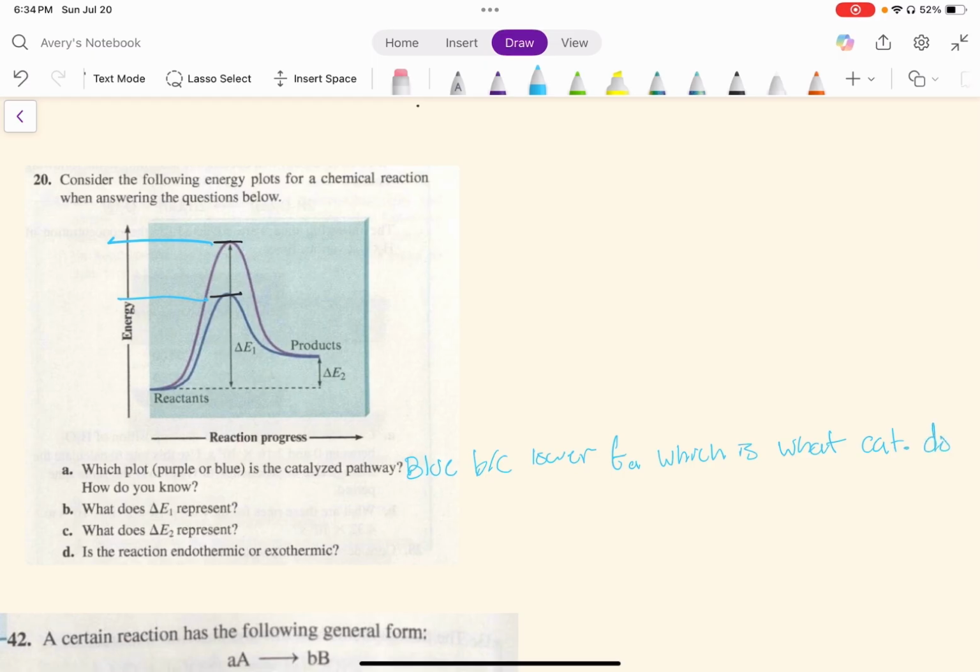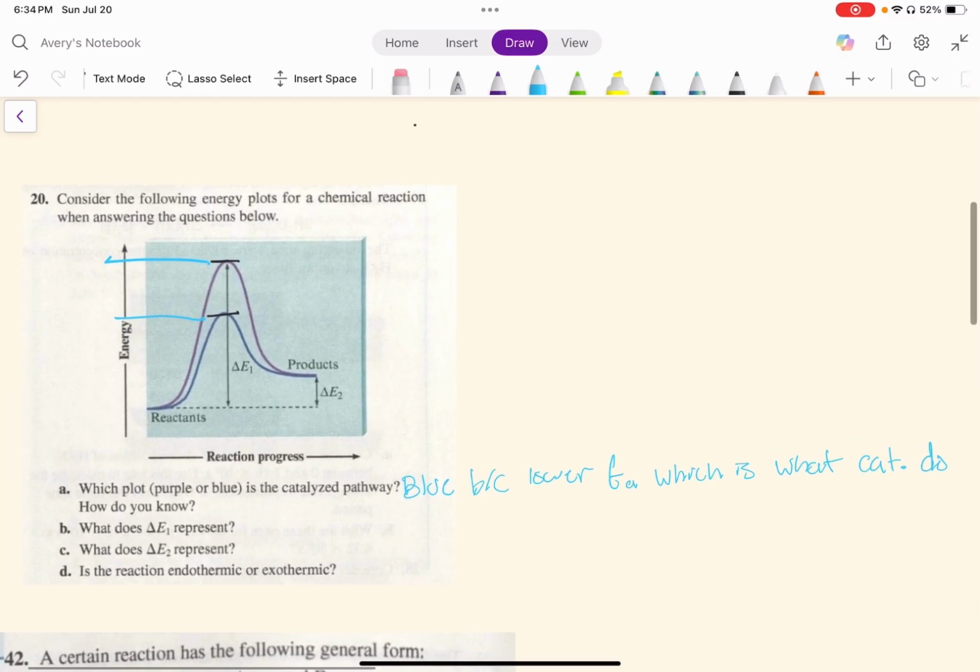And I've abbreviated some words there. So now let's move on to B.